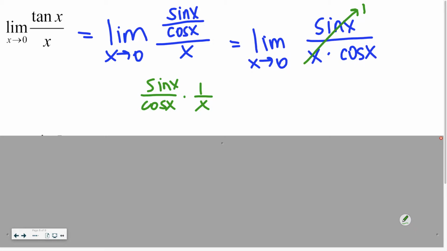Okay, so are we good with sine of x over x going to 1? Okay, so now when we plug in 0, we get 1 over 1, which is 1. Because the cosine of 0 is 1. Cosine of 0 is 1.